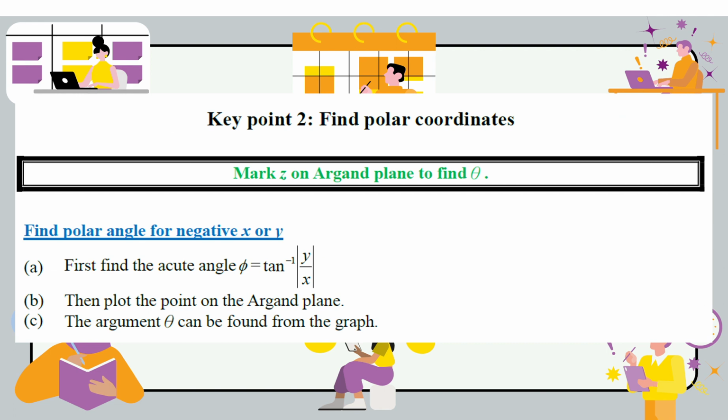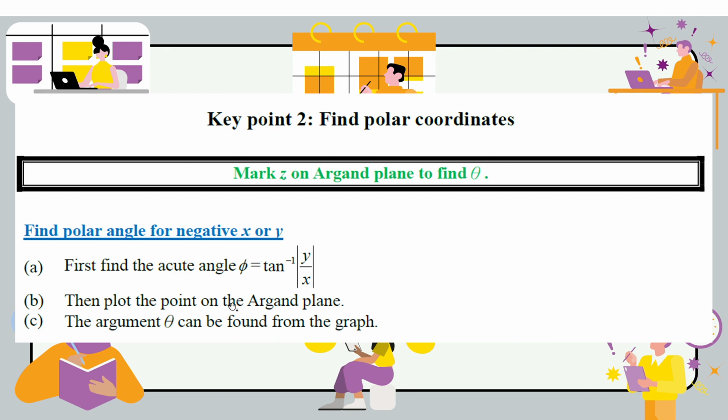And then how to find the polar coordinates? r has no problem. The problem is on the argument theta. So what you need to do is to mark the point on the Argand plane. First of all, find the angle phi first. It's the inverse tangent of the absolute value of y over x. Okay, and then phi must be smaller than 90 degrees.